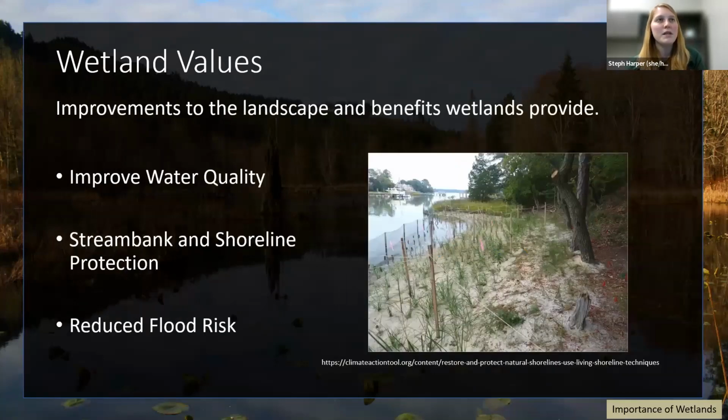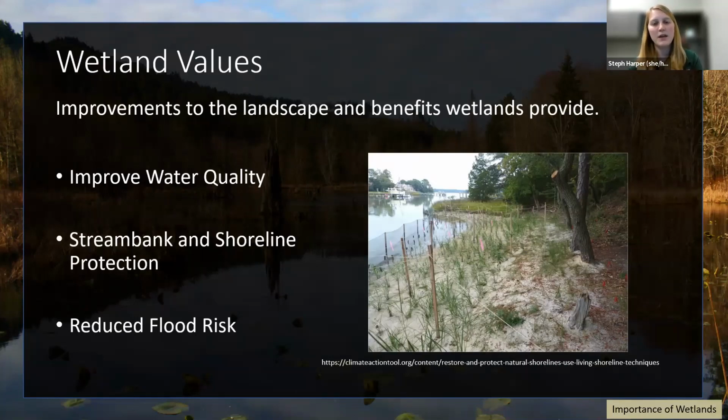So functions are the processes, and values are the benefits that we see, whether it's for our own benefit or for a landscape benefit. Wetlands really do a lot of work for us. And number one is improving water quality, and that goes straight back to that sediment and nutrient retention. It's basically being a really big sponge and filter for sediment and nutrients before it gets into those larger bodies of water.